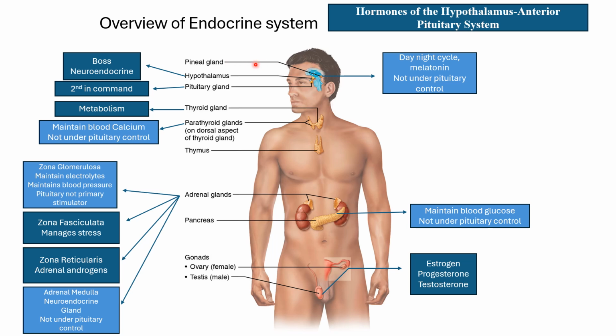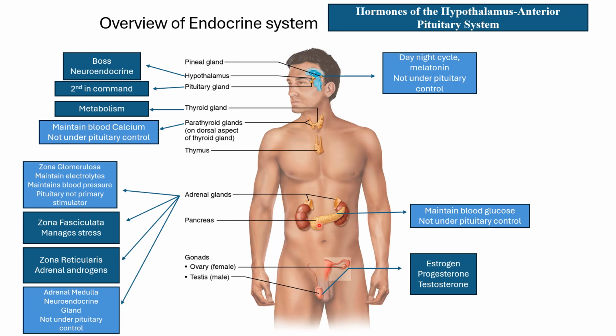In the brain we have the pineal gland. The pineal gland is present posteriorly, as you can see, and it is responsible for the day and night cycle, and it is related to melatonin, right? And this is not under pituitary control. These light blue boxes are the glands which are not under pituitary control. Now let me go over another light blue box.